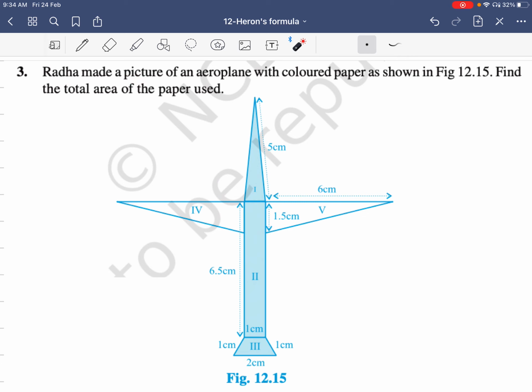Radha made a picture of an aeroplane with colored paper as shown in figure 12.15. This is the aeroplane that has been made by Radha using colored brown paper. Now find the total area of the paper used. So you have to find the total area of the paper used.